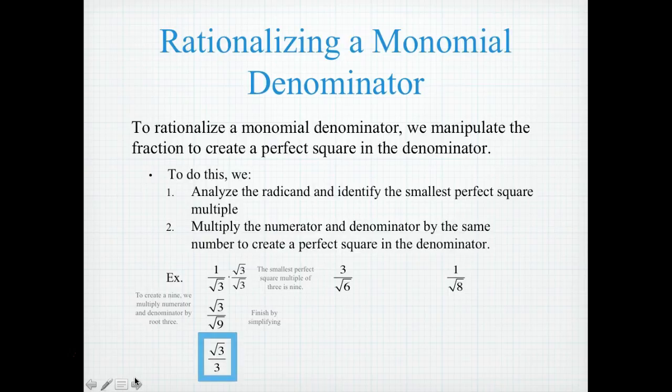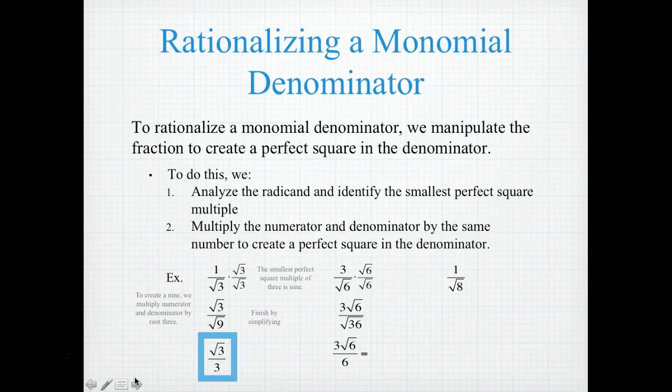Now in the next example, we have 3 over the square root of 6. The smallest perfect square multiple of 6 is 36. So in order to produce 36, we have to multiply the numerator and the denominator by the square root of 6. And multiplying fractions straight across, we get 3 root 6 over the square root of 36. And simplifying that denominator gives us 3 root 6 over 6.